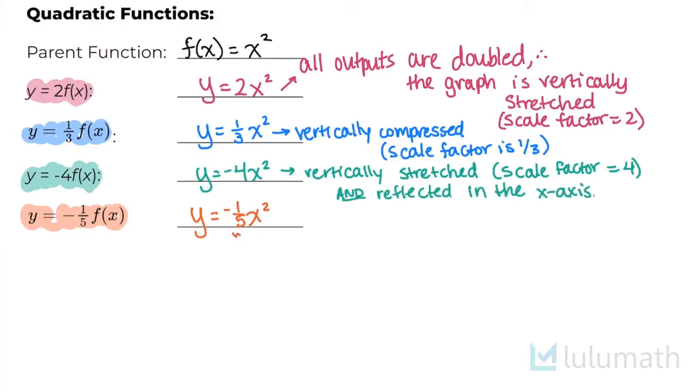And then this one right here, the negative 1/5, it is vertically compressed because it's getting shorter. And this time our scale factor is 1/5. But because of this negative sign, all of our y values are flipping over the x-axis.